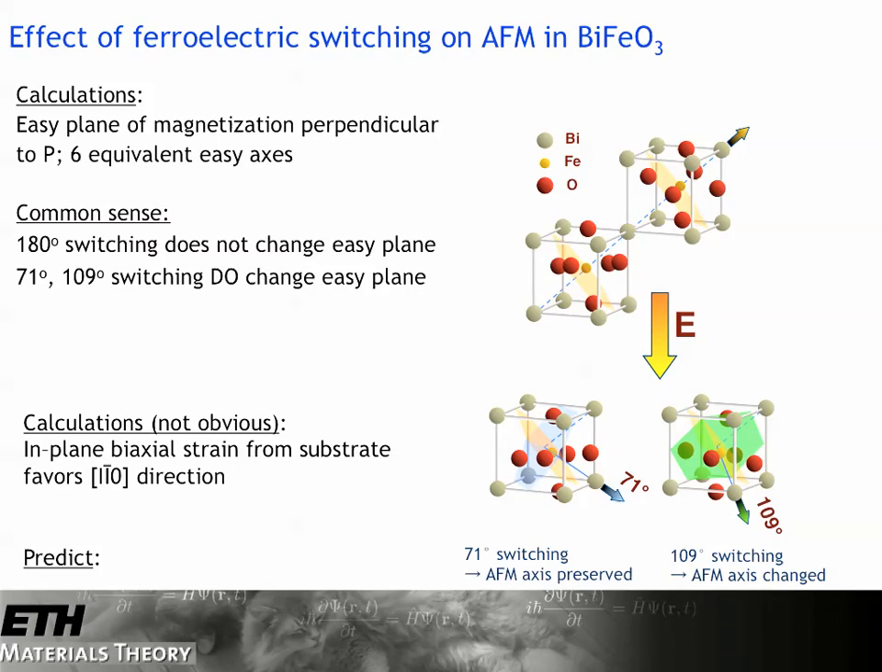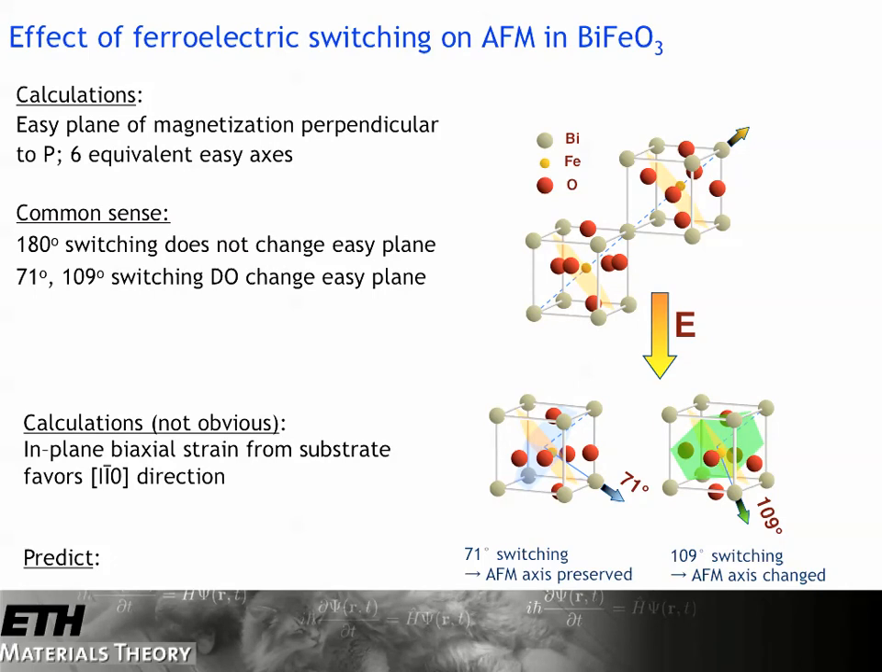In bismuth ferrite, it's a little bit more complicated. Obviously, it's not just a rectangle. It has a real crystal structure. The polarization is along 111. 180-degree reorientation doesn't affect the easy plane of magnetization, whereas 71-degree or 109-degree, the other options of changing the polarization along a cube diagonal, do. And we made some rather detailed calculations to figure out where, in these easy planes, the moments should lie in a strained film, and predicted that for 71 degree switching and for 180 degree switching, there's no change in the antiferromagnetism, whereas in 109 degree switching, it should change.